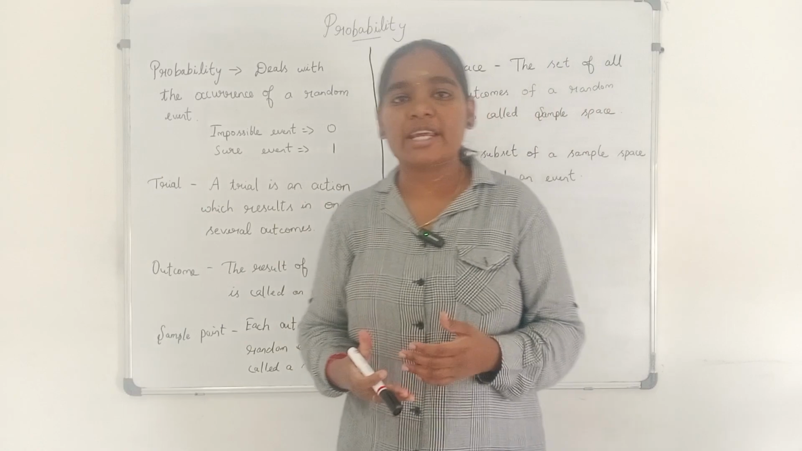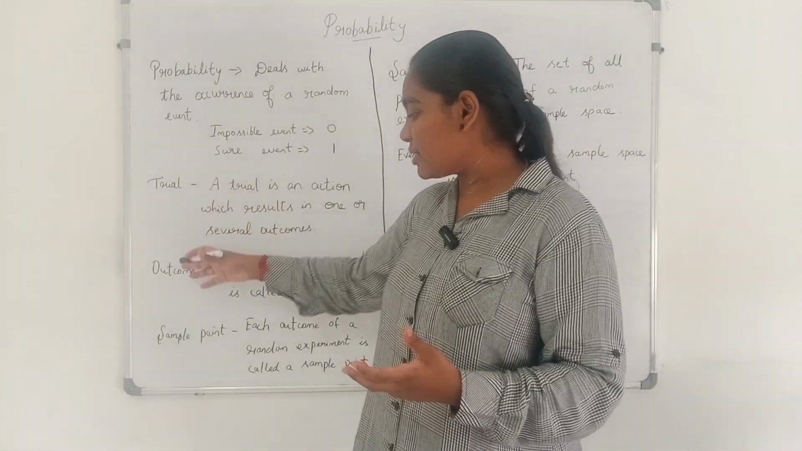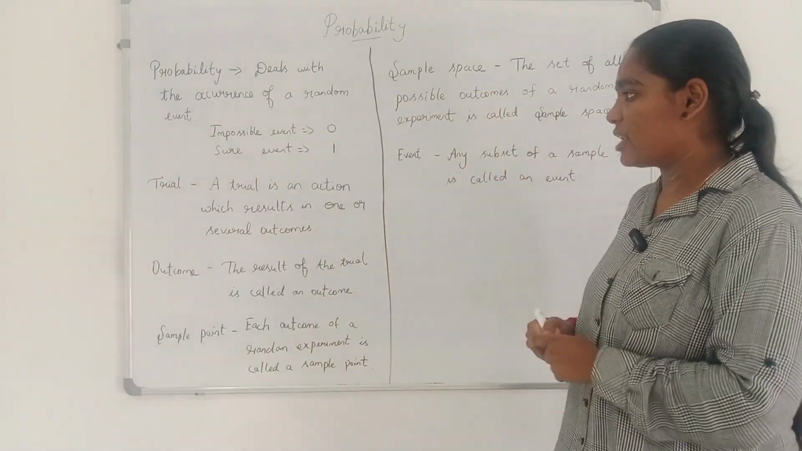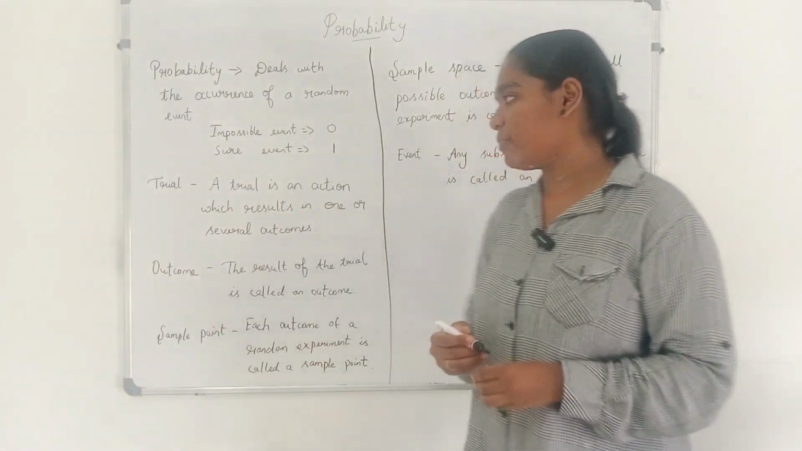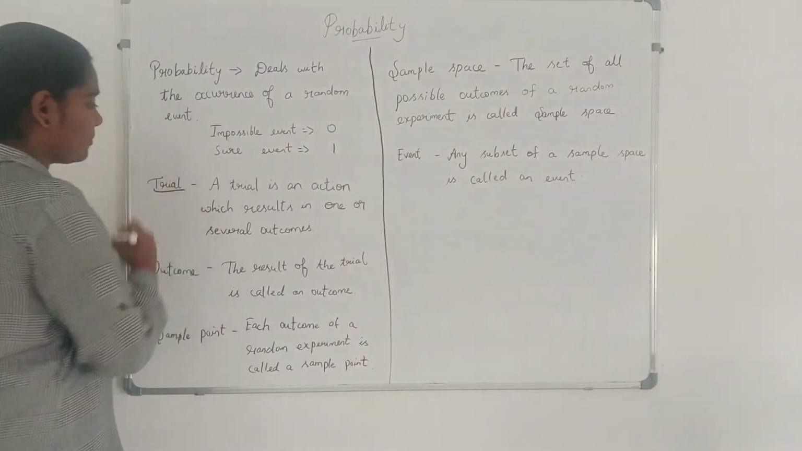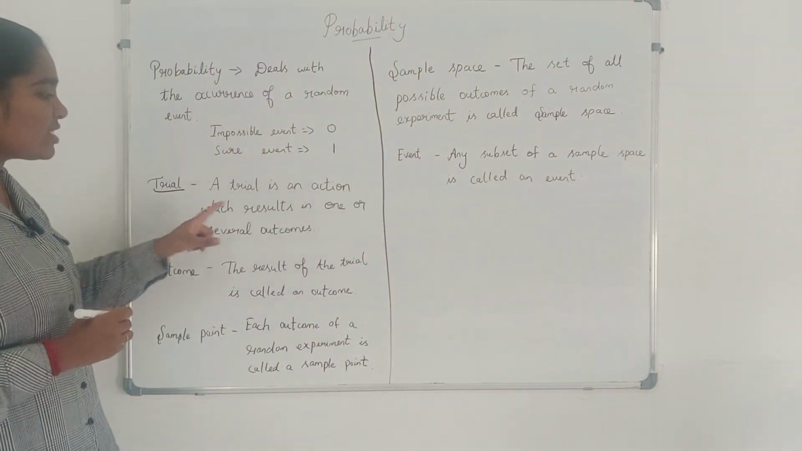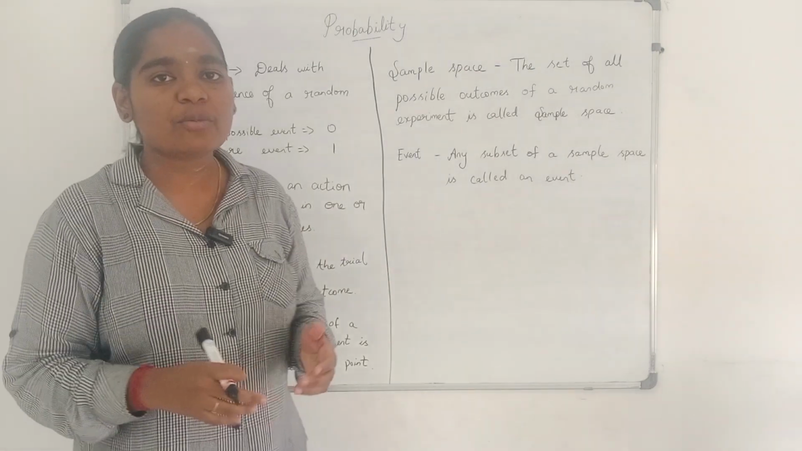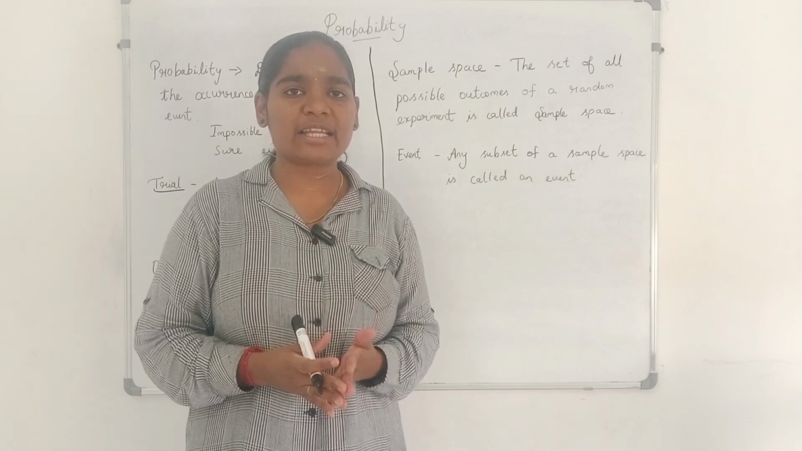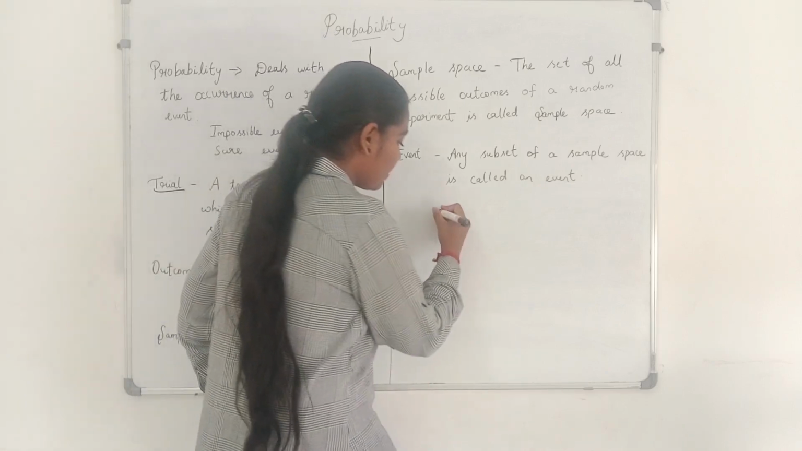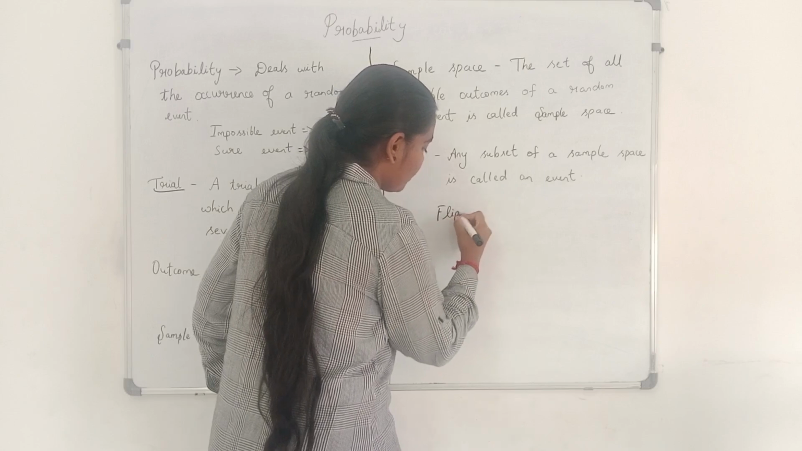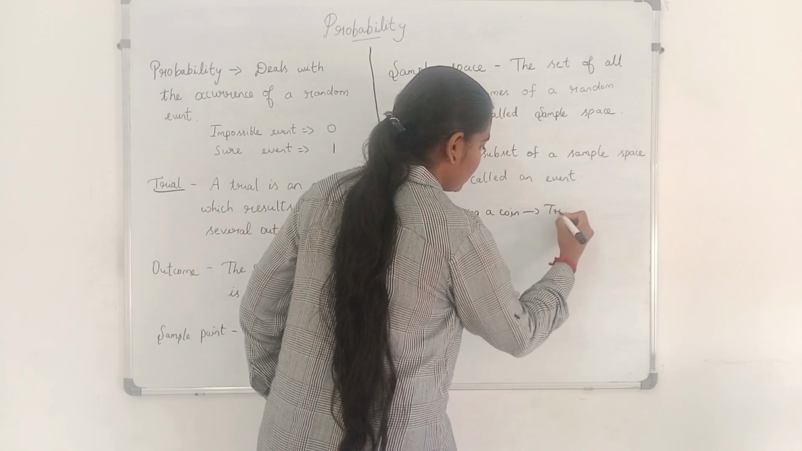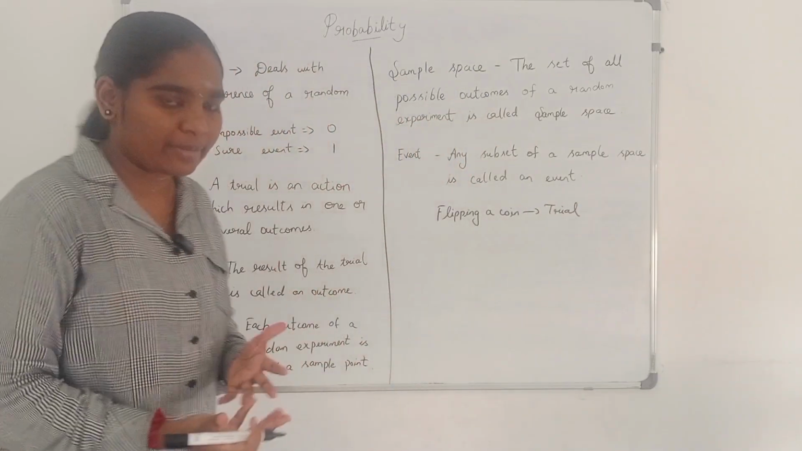While dealing with probability, we have to explore these concepts: trial, outcome, sample point, sample space and event. We should know the meaning of these words. First, trial. A trial is an action which results in one or several outcomes. For example, if I am going to flip a coin, that is a trial. So here flipping a coin is a trial because I am doing that experiment.